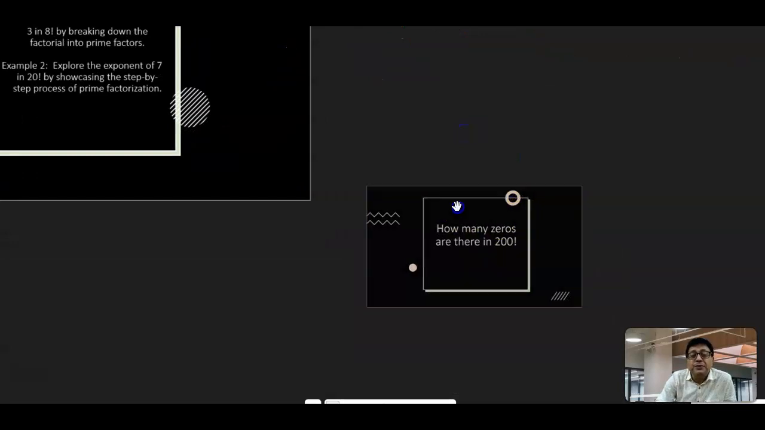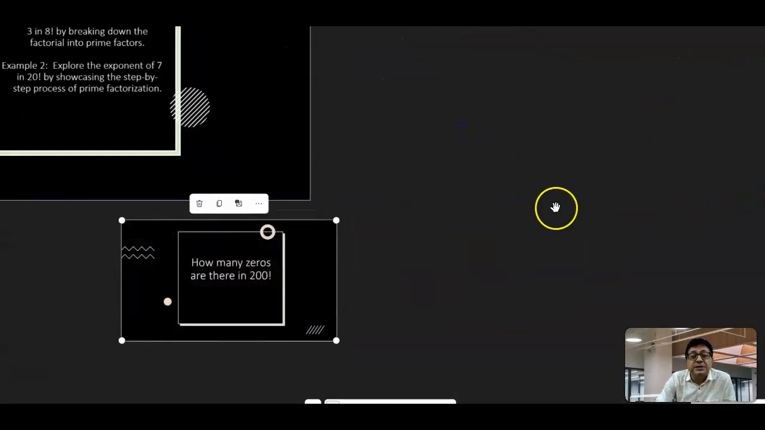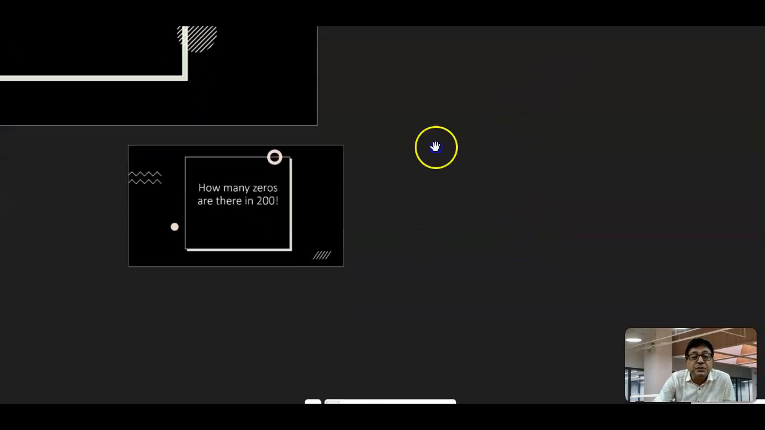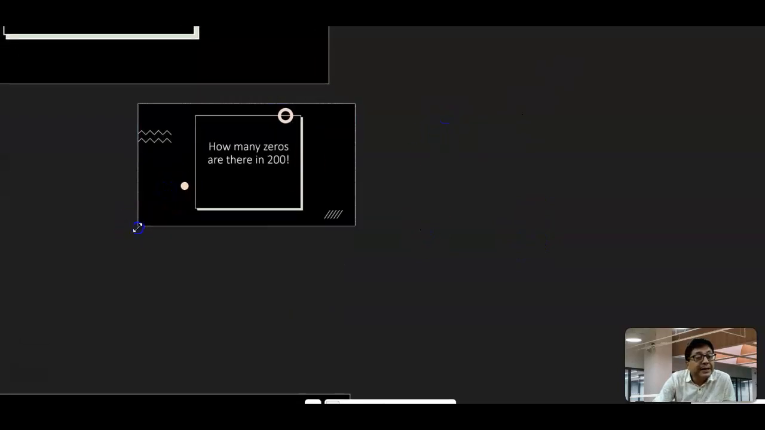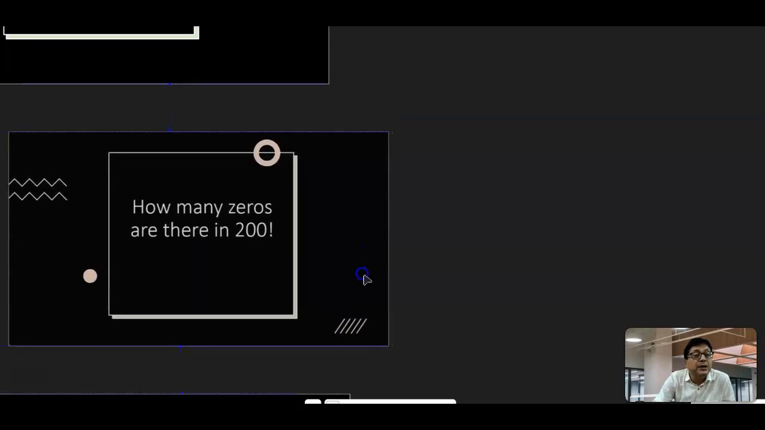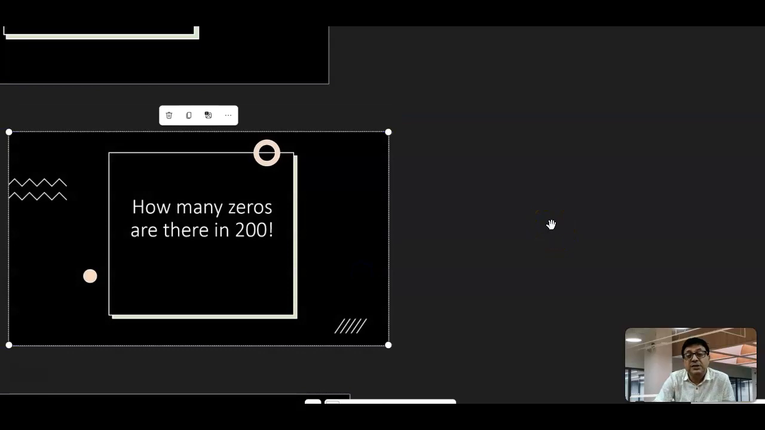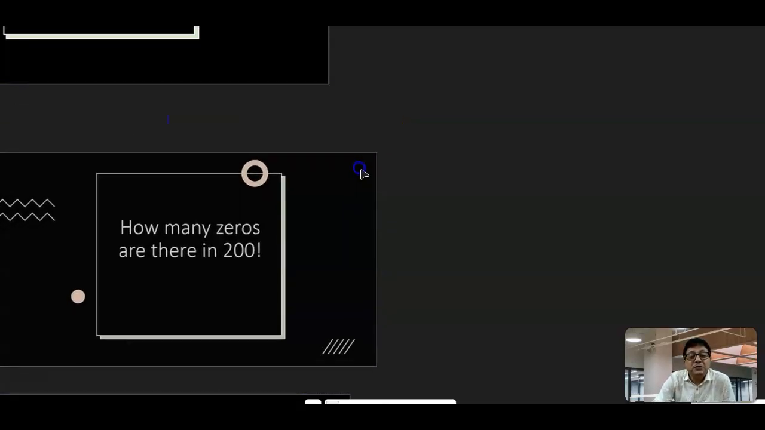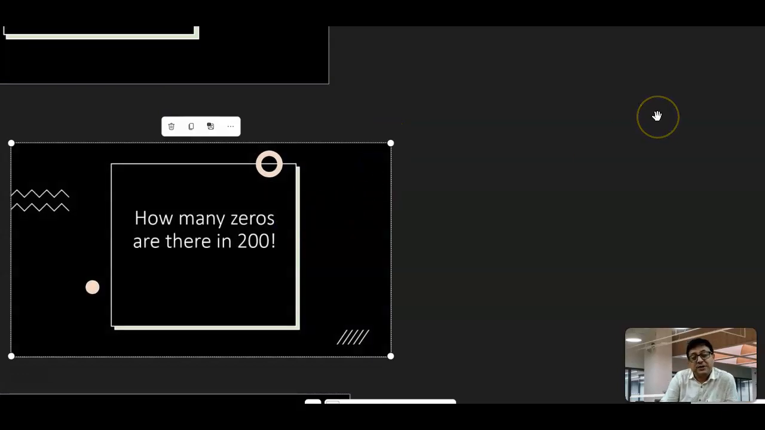Now we are going to solve a very interesting question which, if you don't use the formula we have just learned, can give you some trouble. How many zeros are there in factorial 200? Such a huge sum. They haven't asked for factorial 50 or factorial 100. They have asked for factorial 200. So 0 means 2 into 5.